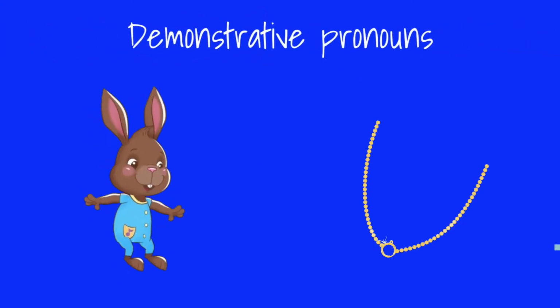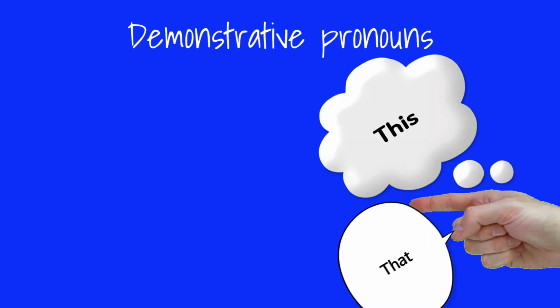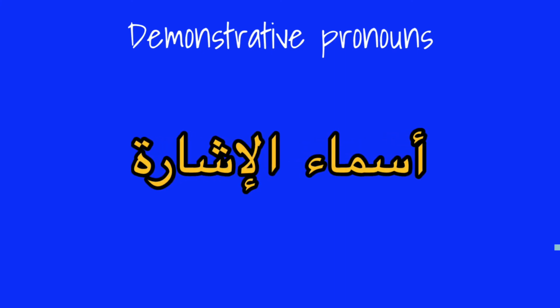The demonstrative pronouns can be used for both living and non-living things, used when we are pointing at someone or something, same as the usage of this, that, those in English. Known to be أسماء الإشارة.